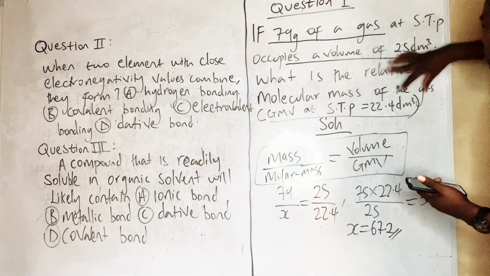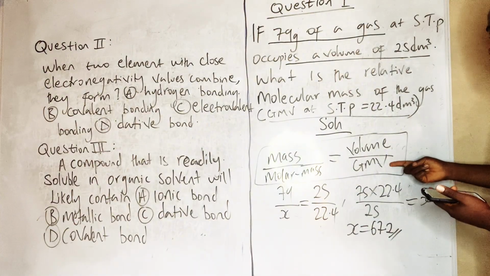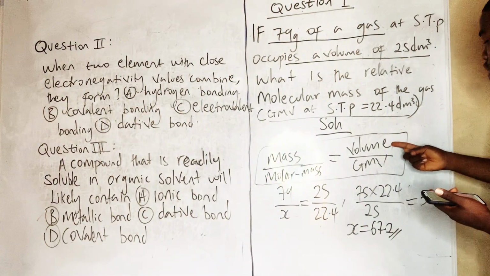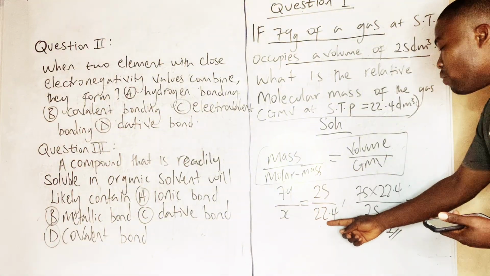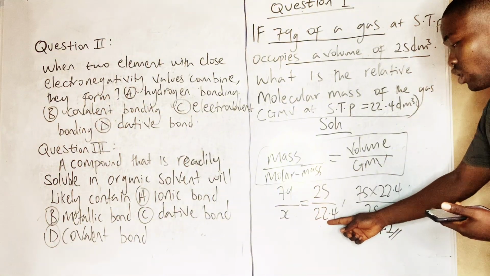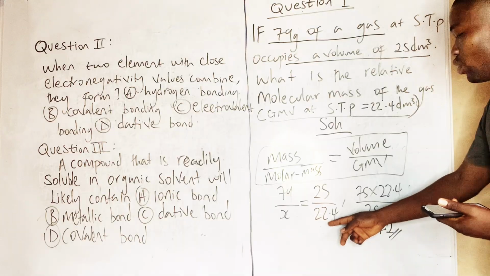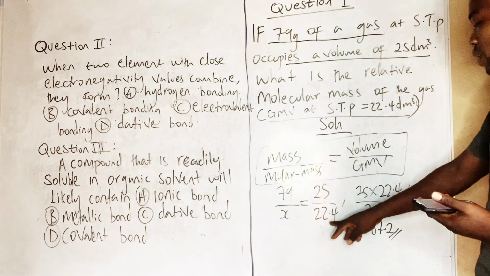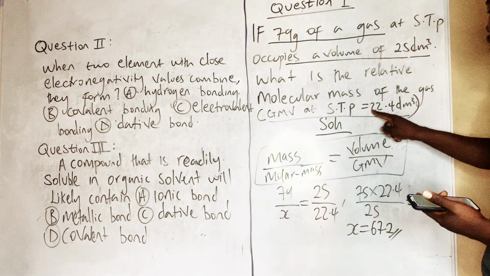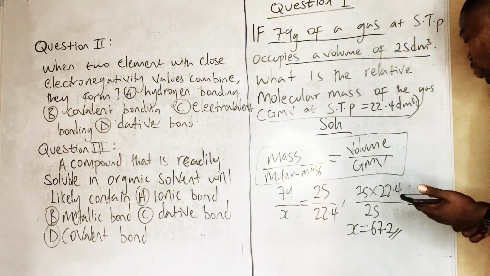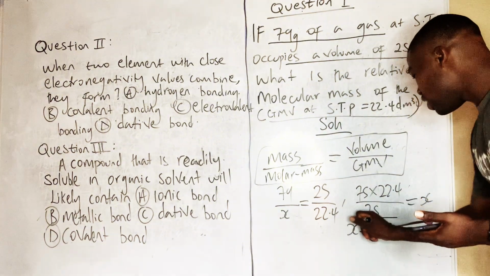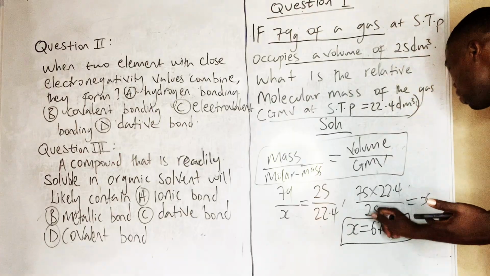Why should it be in the same unit? Because volume here will cancel volume here. If this 25 was in cm cube, GMV would also have been in cm cube, which is 22,400, not 22.4. So this GMV in cm cube is 22,400. This is the proper answer.